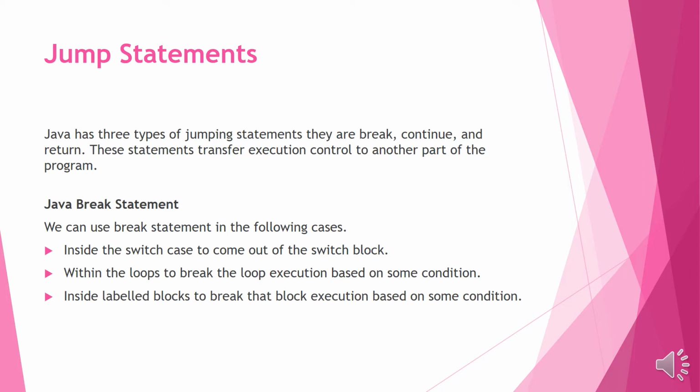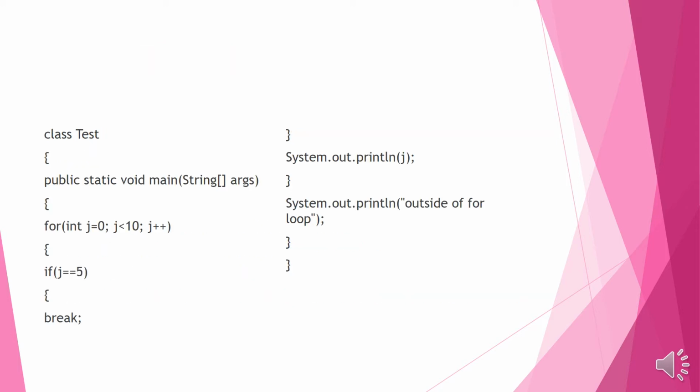The second place where we'll be using break is within the loops, to break the loop execution based on a certain condition. The third case where we are using the break statement is inside labeled blocks, to break that block's execution based on some condition. So this is an example for the break statement.